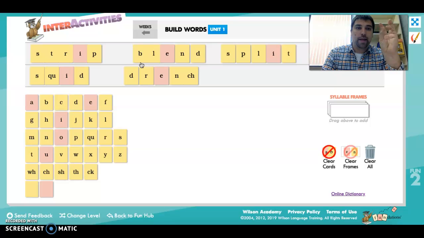Blend, blend. The BL blend and the ND blend. Here we have spl, spul, it, split. That SPL blend. And then we have sk, sk, wa, right? Squa, because the QU says squa, or qua, so it's squa, id, squid.